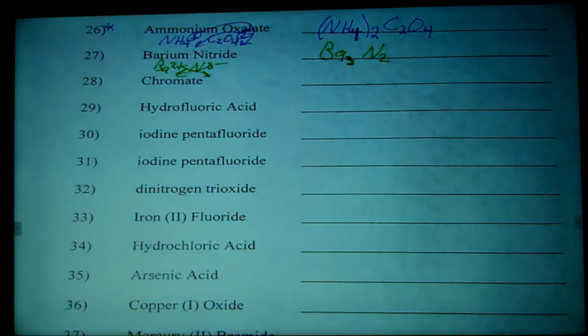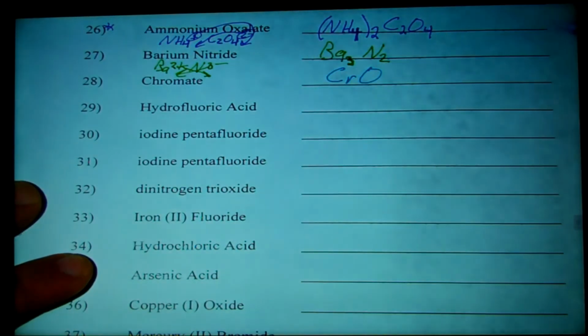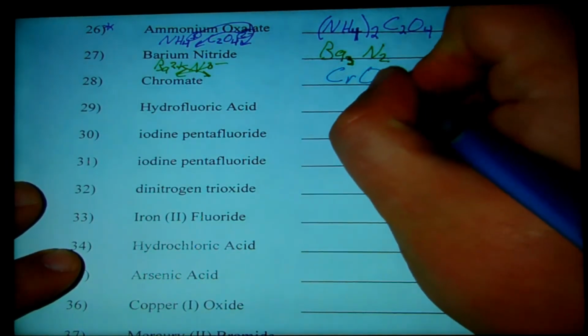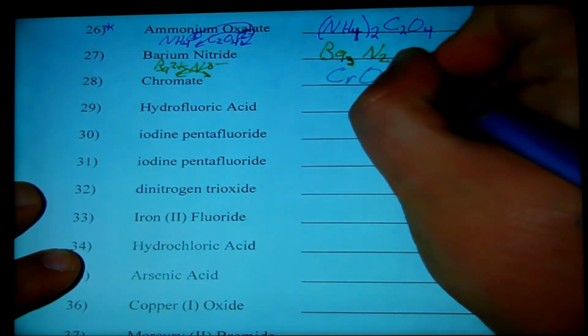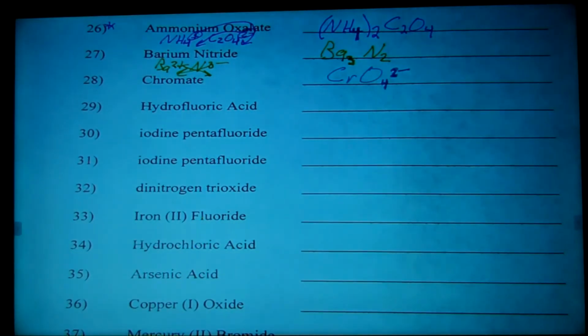Alright, looking at 28, you got chromate. Chromate ends in that ate, which tells you polyatomic. Remember the root, in this case this is the root, so chromate is CrO4, 2 negative. Okay. So that should be working well for you there.